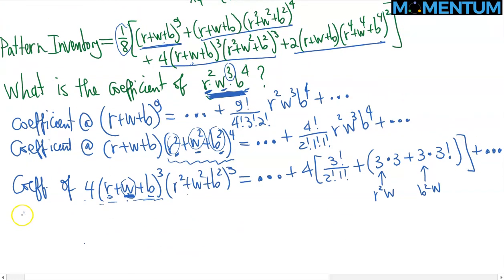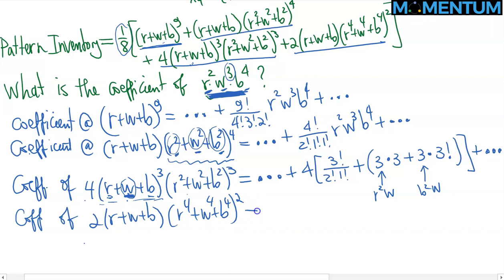For the last term, we have the coefficient of 2 times (R plus W plus B) and (R to the 4 plus W to the 4 plus B to the 4) squared. Again, from this expansion, all I care about are the terms R squared, W cubed, and B to the 4. All we do is check the coefficient of that term. The same here. So, the coefficient of R squared, W cubed, and B to the 4.